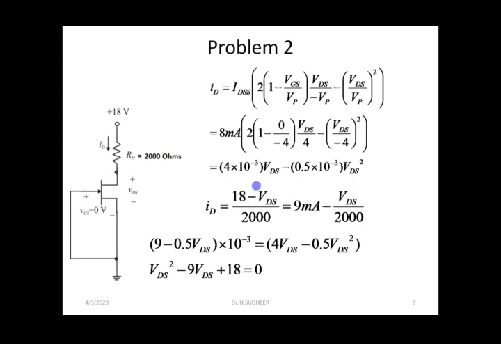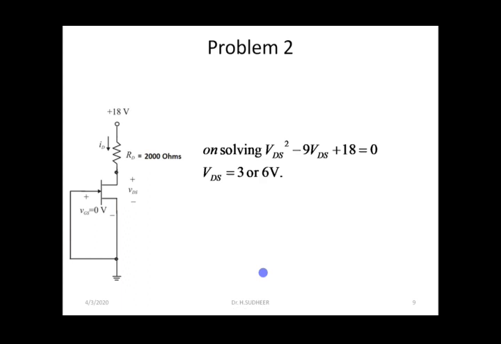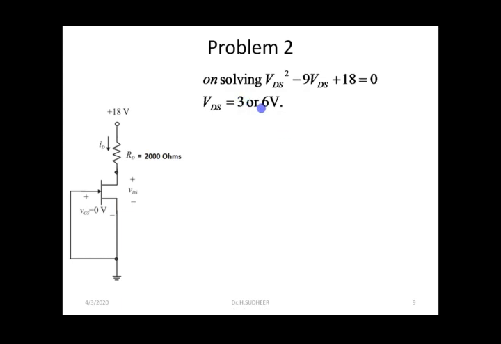Equating these two equations and simplifying: 9 minus 0.5 VDS into 10 power minus 3 is equal to 4 VDS minus 0.5 VDS square into 10 power minus 3. The 10 power minus 3 cancels. This will result in the quadratic equation VDS square minus 9 VDS plus 18. Once you simplify this quadratic equation, we get two values of VDS. The two values of VDS I got are 3 or 6 volts.